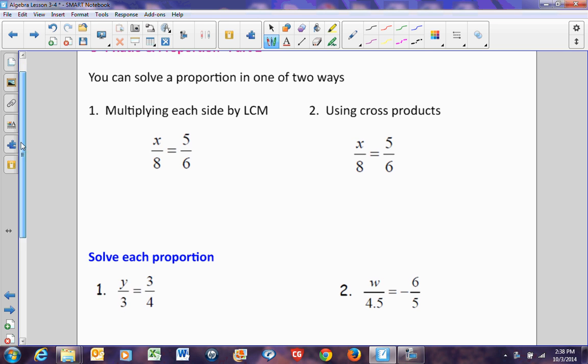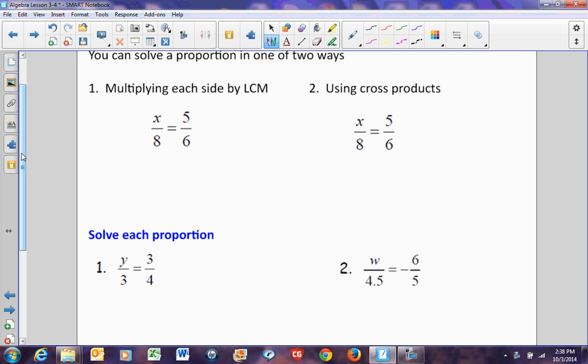I have two proportions here. They're both exactly the same, and we're going to solve them in two different ways. One way is that you multiply each side by the least common multiple. If I look at my denominators of 8 and 6, if I had to add 1/8 and 1/6, I'd have to get a common denominator. And the lowest common denominator between 8 and 6 is 24. 48 would work, but it's not the lowest common denominator, so I would prefer to use 24.